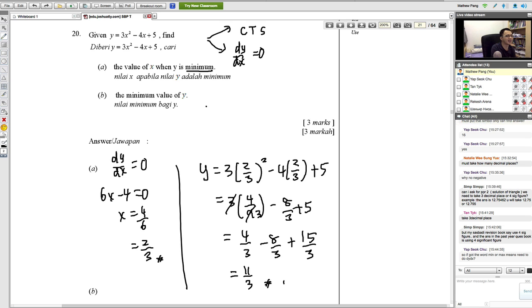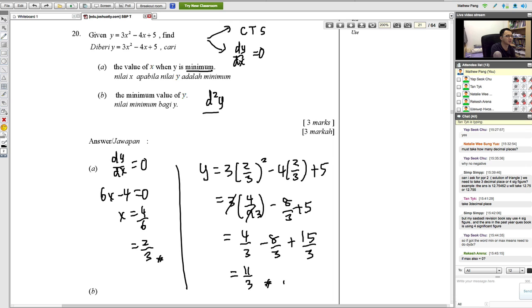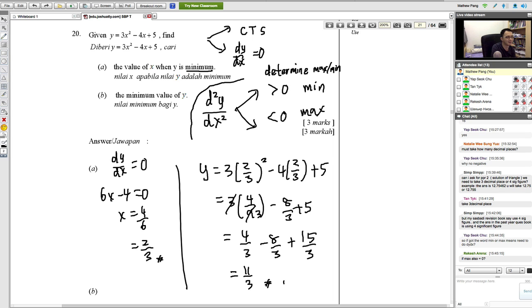Some students actually ask me when you want to use d2y dx squared. The purpose of differentiating a second time, or the second derivative, is just to determine whether the point is a maximum or minimum. If you differentiate a second time and the value is bigger than 0, you can show that the point is a minimum point. If it's less than 0, you can show that the point is a maximum point. This is the purpose of differentiating a second time.